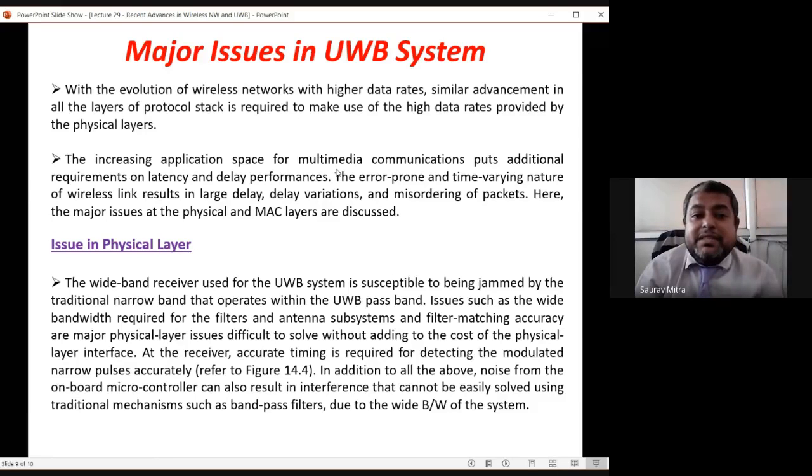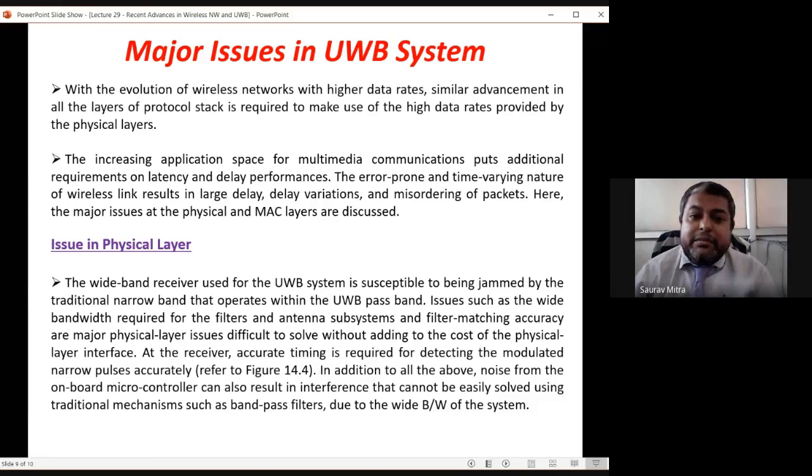So the increasing application space for multimedia communication puts additional requirements on delay performance and latency. The error-prone and time-varying nature of wireless links results in large delay variation and misordering of packets. So these are the issues related to UWB communication in the physical layer. If a UWB system is used, then what might be the problems in the physical layer that are discussed here.